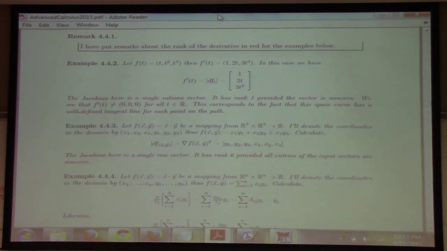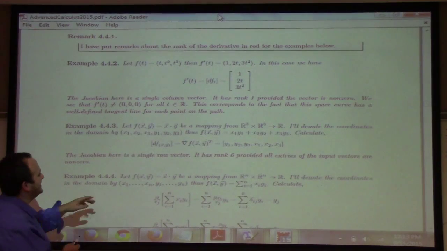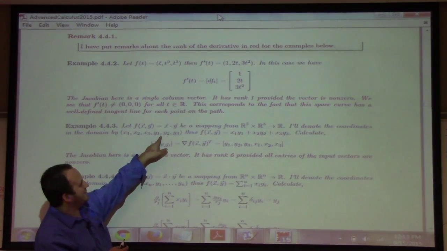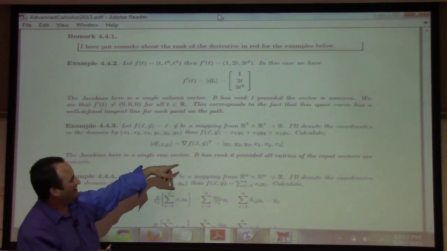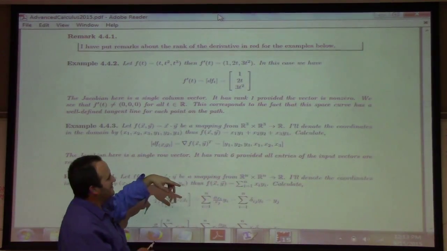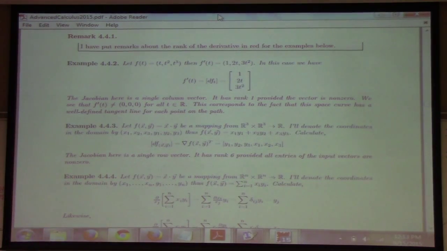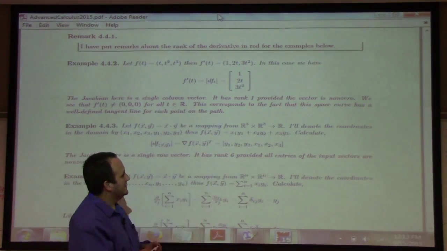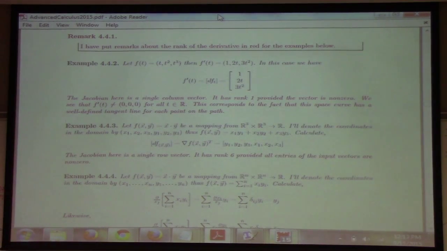Here's another example. If you have the dot product mapping, I take a pair of 3-vectors and I spit out a real number, right? So you can think of it as a mapping from R6 to R, with variables x1, x2, x3, y1, y2, y3. The formula, of course, is this. What's the Jacobian? The Jacobian matrix is a 1 by 6 row vector, and there it is. I say it has rank 6.